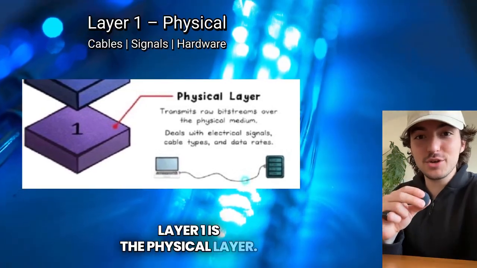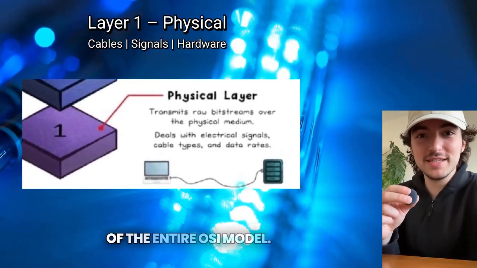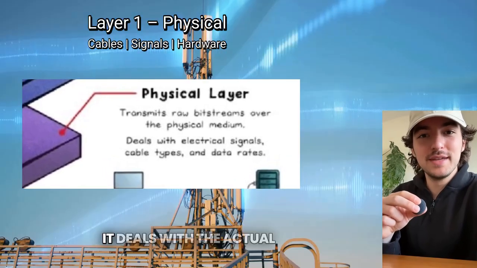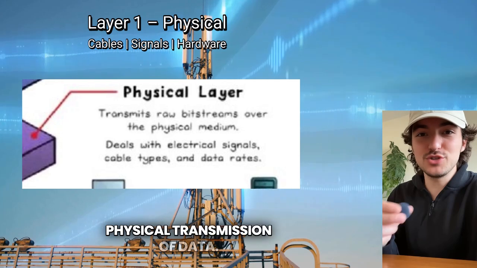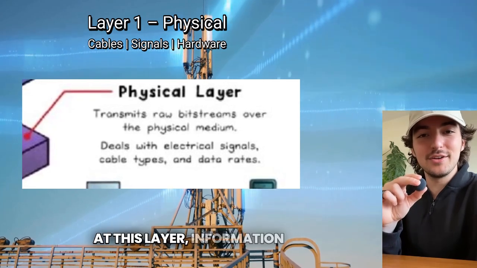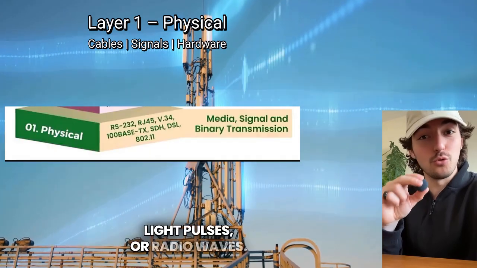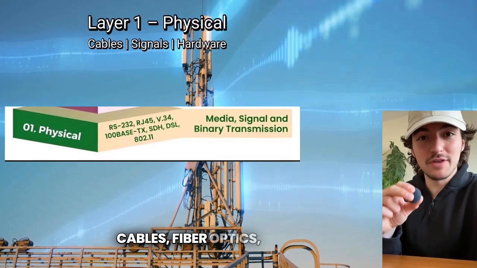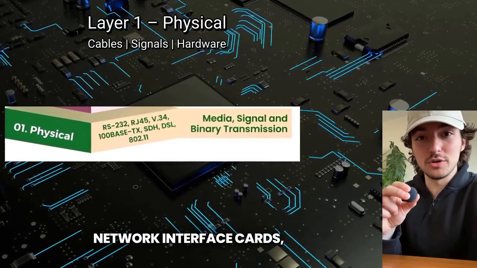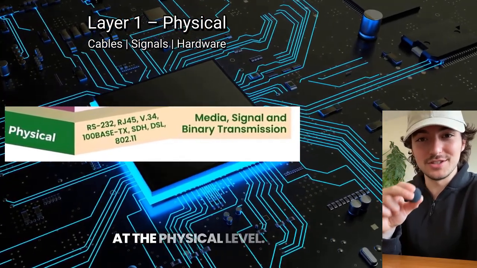Layer 1 is the physical layer. This is the foundation of the entire OSI model. It deals with the actual physical transmission of data. At this layer, information is converted into electrical signals, light pulses, or radio waves. Cables, fiber optics, network interface cards, and switches all operate at the physical level.